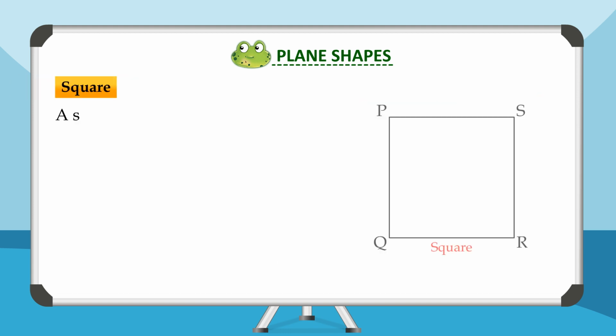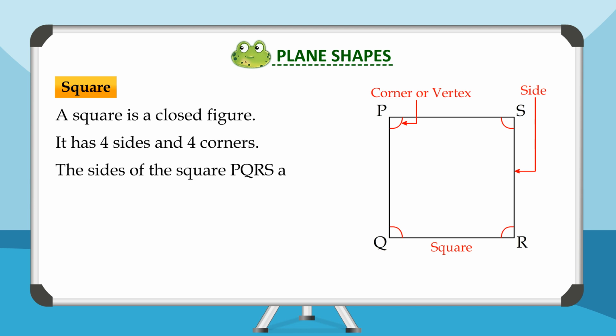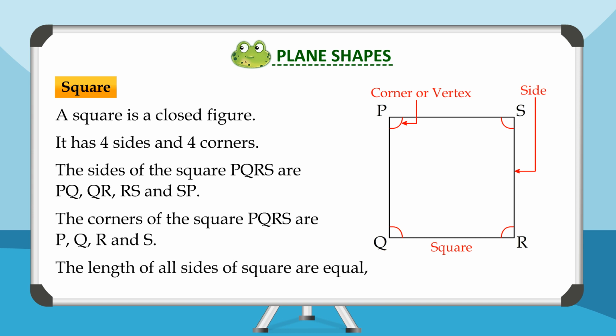Square. A square is a closed figure. It has 4 sides and 4 corners. The sides of the square PQRS are PQ, QR, RS, and SP. The corners of the square PQRS are P, Q, R, and S. The lengths of all sides of a square are equal, that is, PQ equals QR equals RS equals SP.